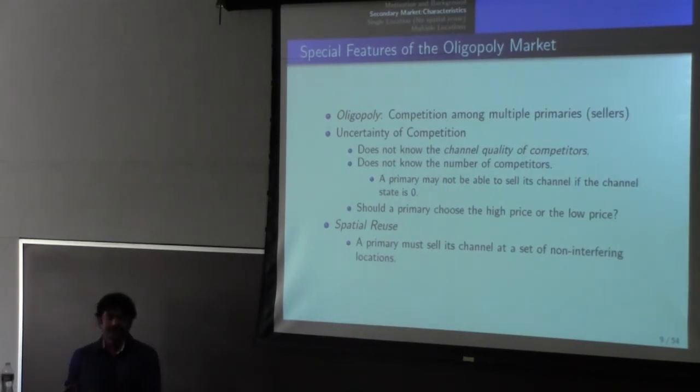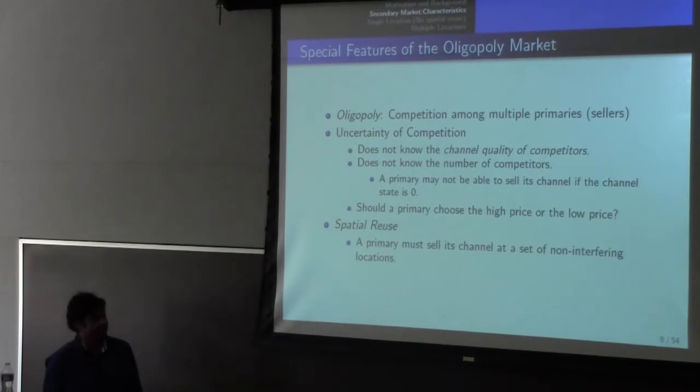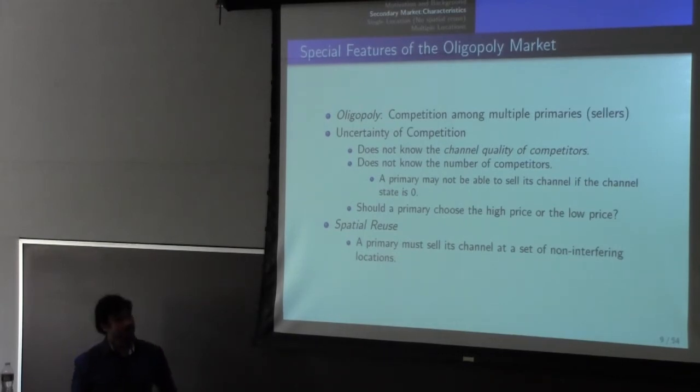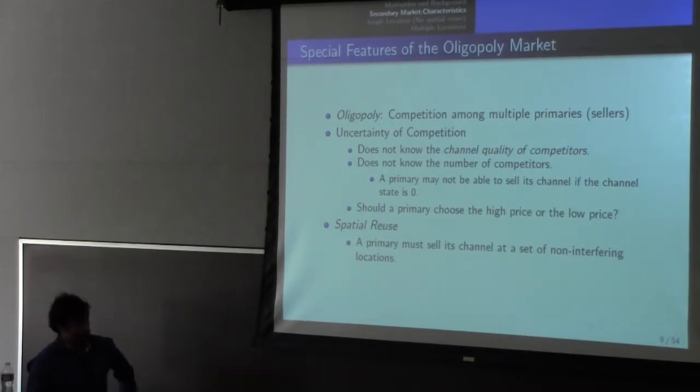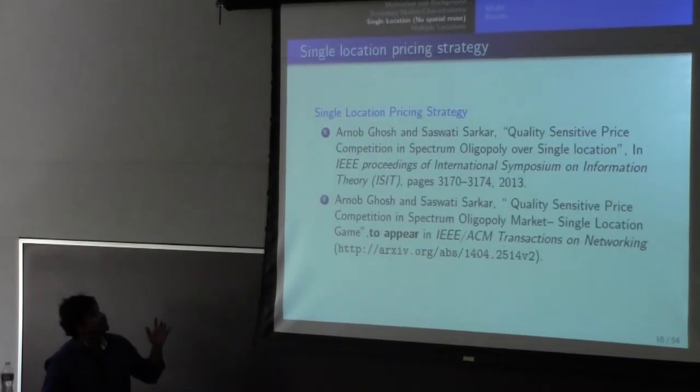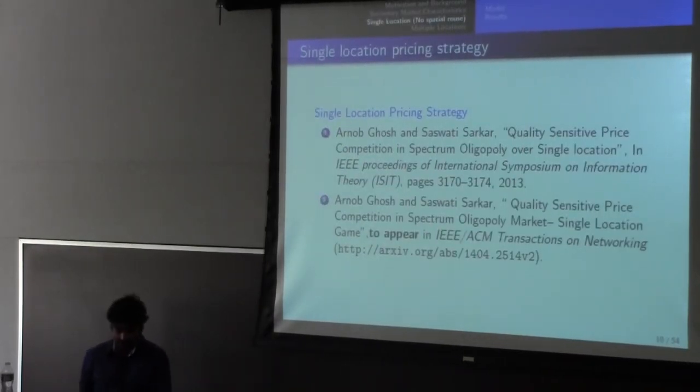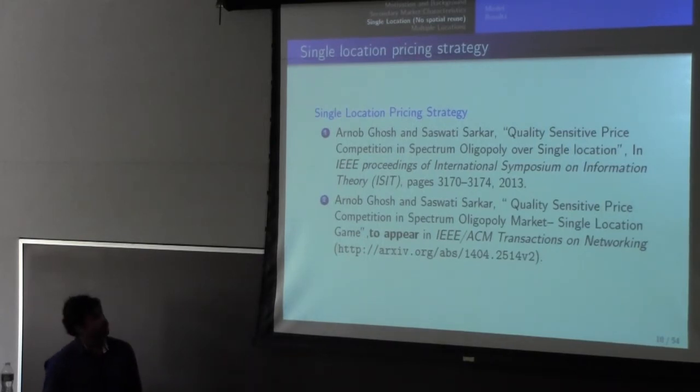And also, in the spectrum market, there is interference. A primary's signals at adjacent locations cannot be transmitted simultaneously because of the interference. So a primary can sell its channel only to locations which do not interfere. This is known as spatial reuse, so a primary has to select a set of locations which do not interfere with each other. We would like to solve this whole problem, but first we look at the single location pricing, where there is no spatial reuse. Is there any question before we go into the model of the game?